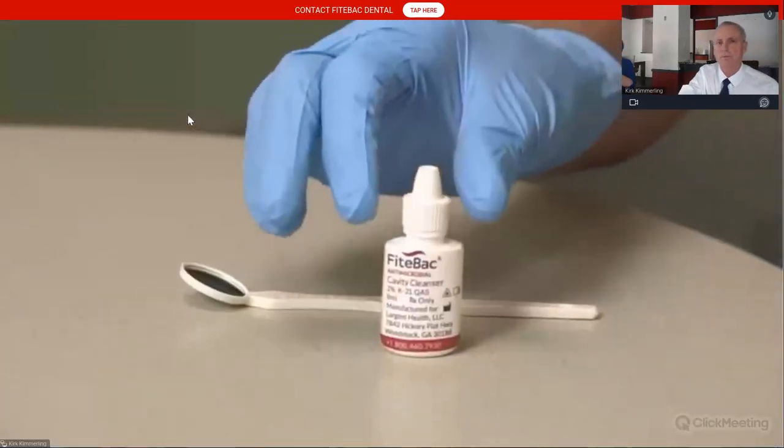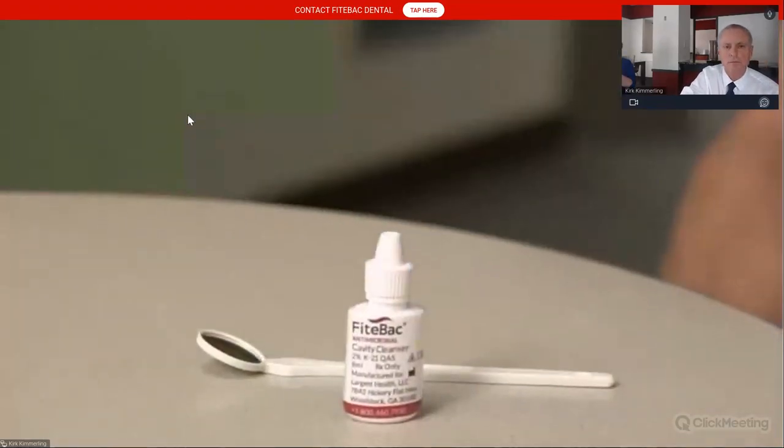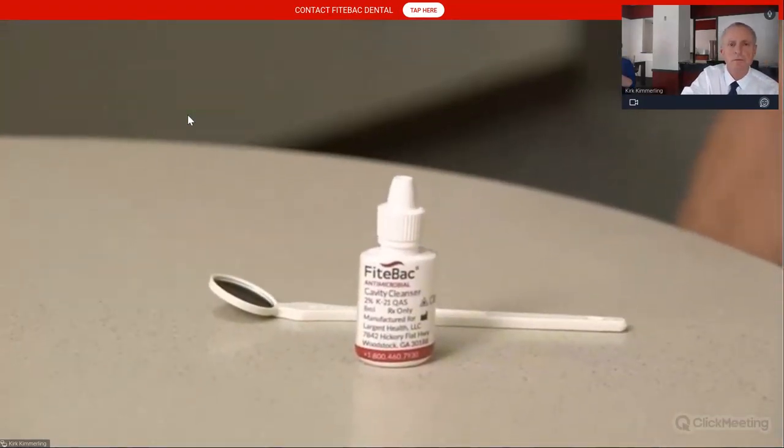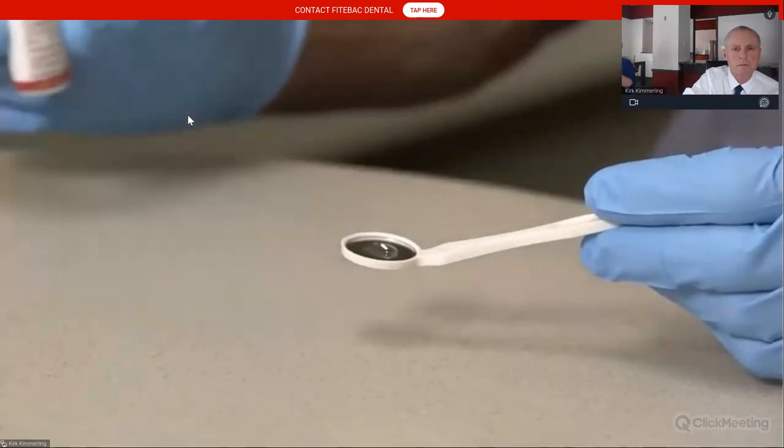Gently shake the bottle for 2 to 4 seconds just before use. It's best to dispense the cavity cleanser directly into a dapping dish. From here, the cleanser can be applied with a micro brush or a cotton pellet. And here, we are dropping the cleanser onto a disposable mirror.